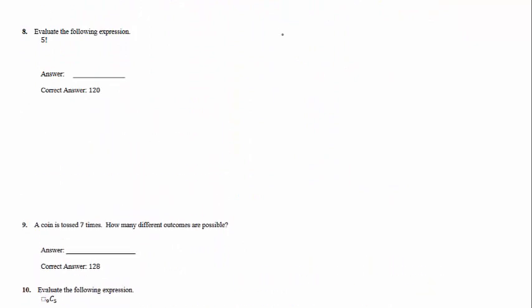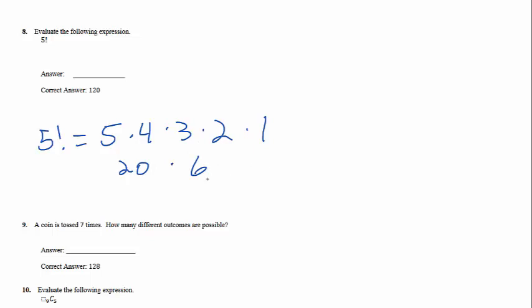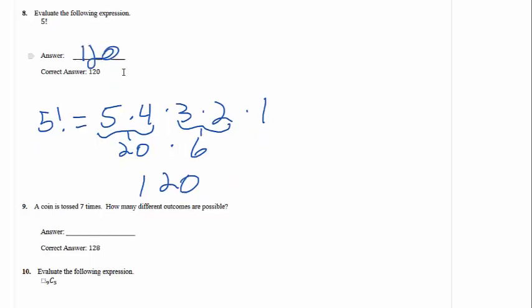Evaluate the following expression. This is a traditional factorial. 5 factorial is equal to 5 times 4 times 3 times 2 times 1. 5 times 4 is equal to 20, times 3 times 2 is equal to 6, times 1 is equal to 1, so that's 20 times 6. You guys see what I did there? I did these guys and put them together, and then I multiplied these guys and put them together, and that equals 120. I hope your handwriting is better than mine.